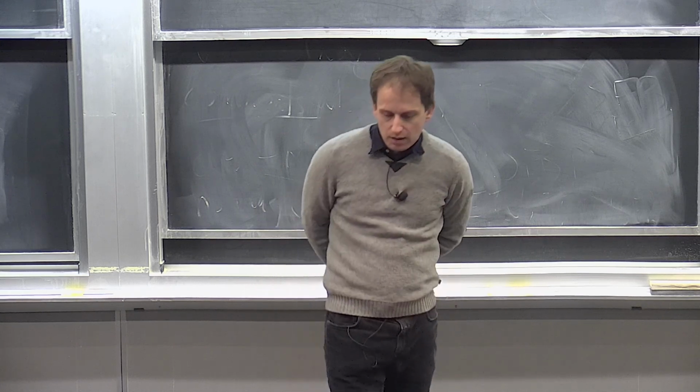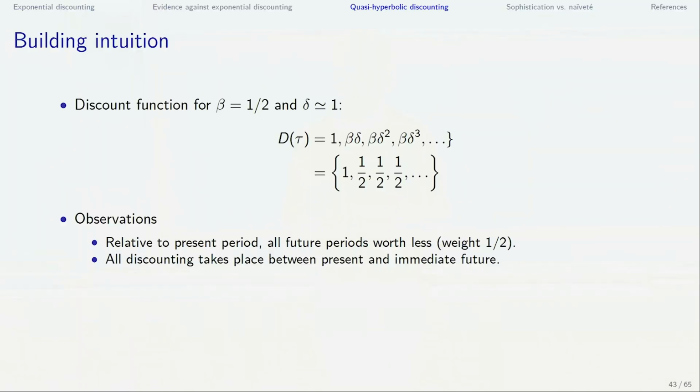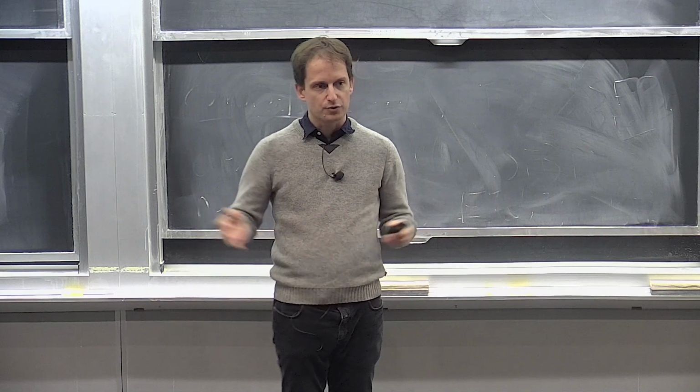Okay, and similarly, if beta equals 1/2 and delta equals 1, then your discount function, this is the D of tau that I was writing down earlier, is essentially that you care about the present with weight 1, and then everything in the future has weight 1/2. So again, relative to the present, all future periods are worth less, weight 1/2, and all discounting takes place between the present and the immediate future.